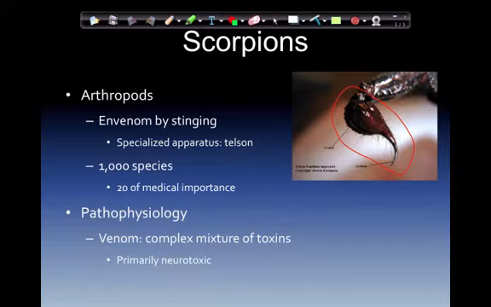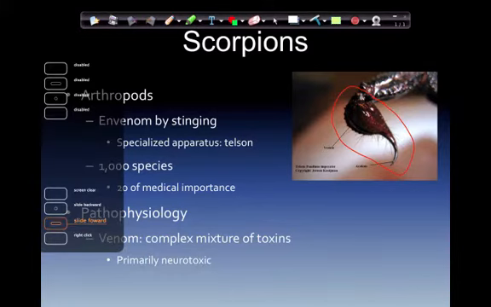The toxins are active on the voltage-gated ion channels at the neuromuscular junction, and they primarily affect the sodium channels, causing repetitive firing from sympathetic and parasympathetic nerves, allowing for the release of acetylcholine and catecholamines. That's what this venom causes.